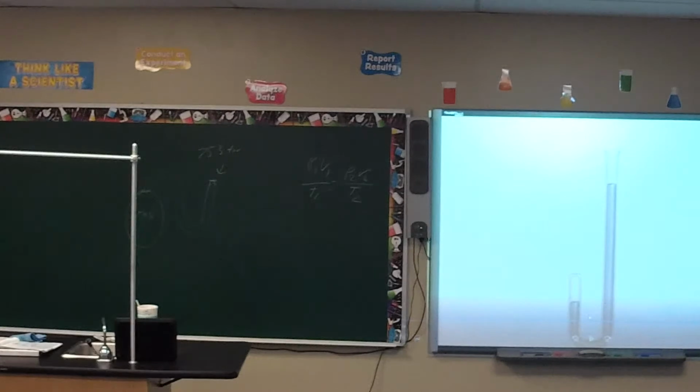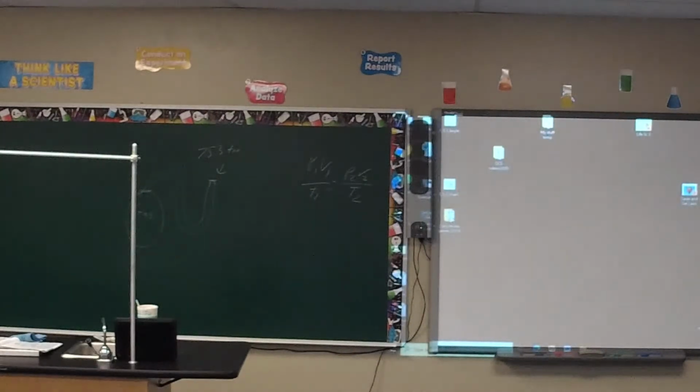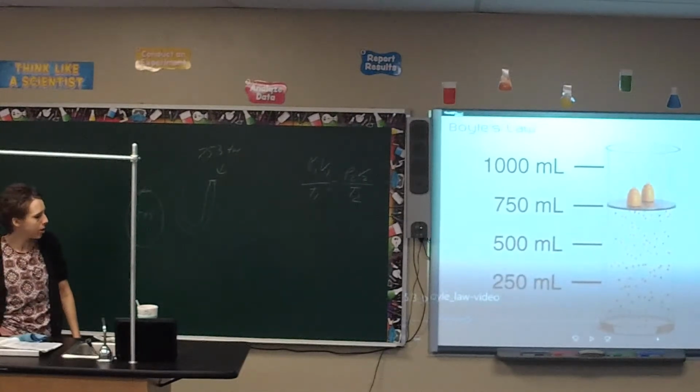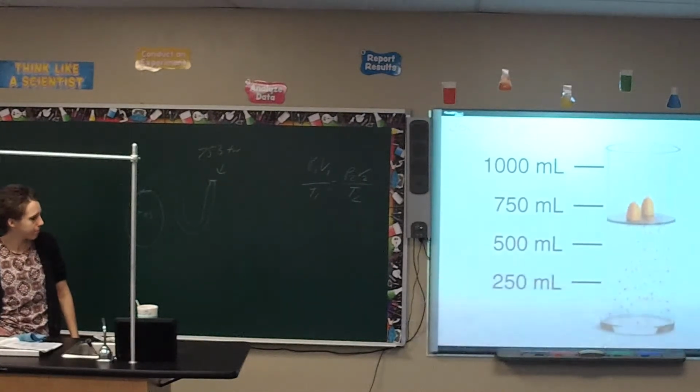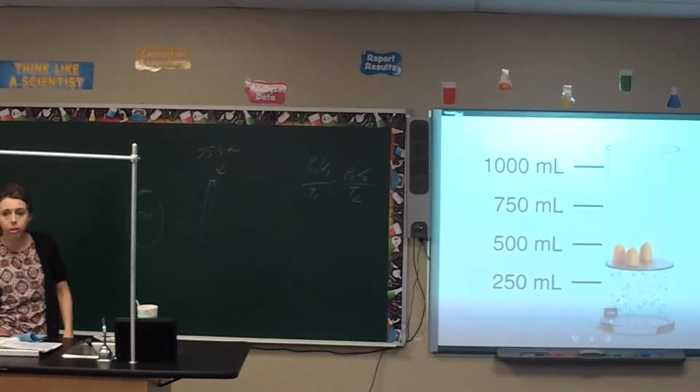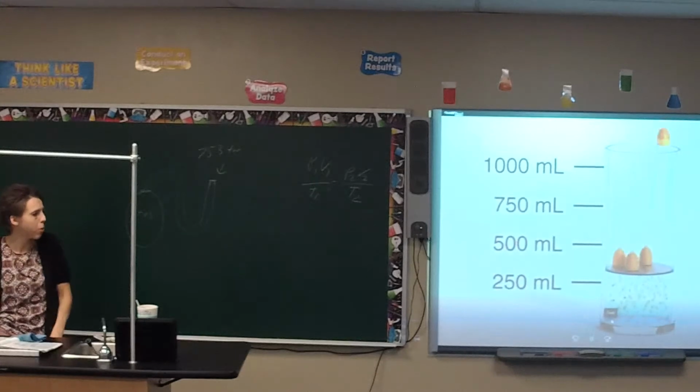Your book does not have this diagram, but I like it, so I stole it from physical science. This diagram is showing you that if you have a gas trapped in a container and you increase the pressure on it, you're forcing your gas molecules to be together. So if you increase the pressure, the volume has to shrink or be smaller.